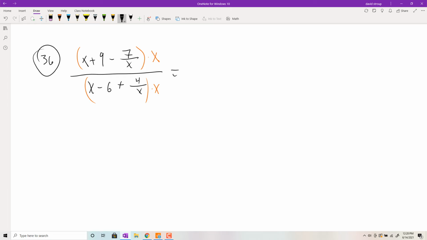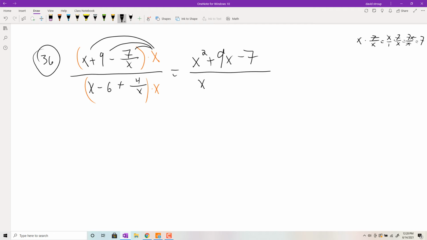Okay, so but now I need to distribute. So the first distribution gives me x squared, and then plus 9x, and then minus 7, right? Because you'll have x times 7 over x, which is basically x over 1 times 7 over x, which will be 7x over x. And of course, then the x's cancel and you get 7. Okay. And downstairs, we'll have x squared minus 6x, and then plus 4, right? Because if you multiply the x times 4 over x, you'll get 4x over x. And then the x's will cancel, and you're just left with 4.